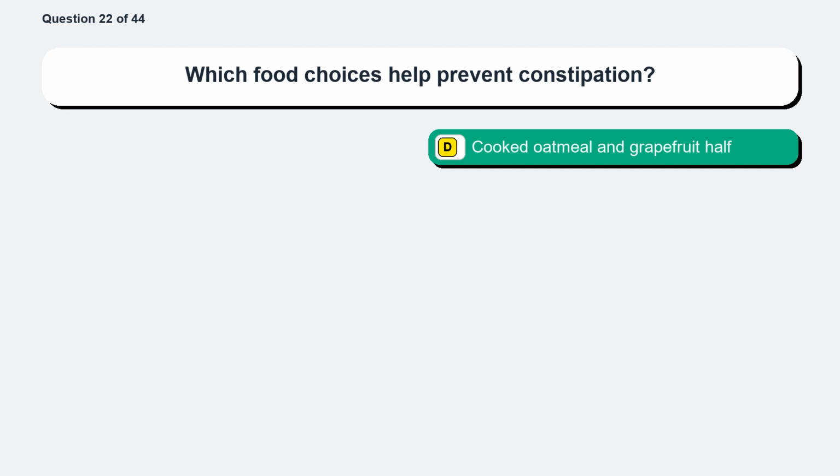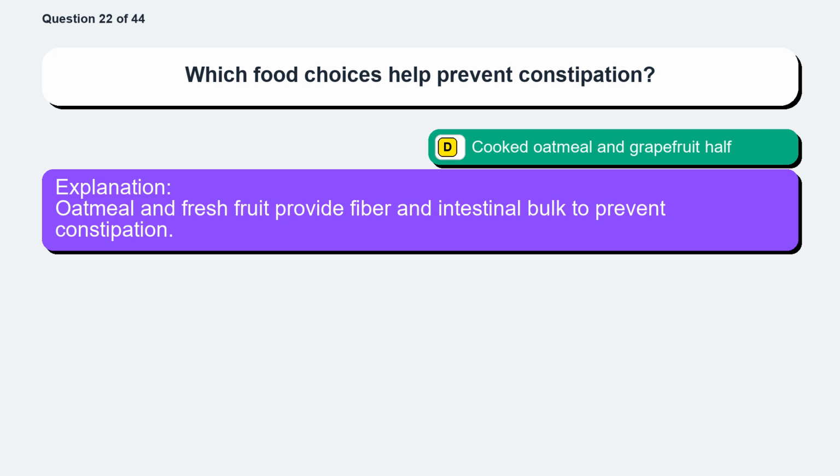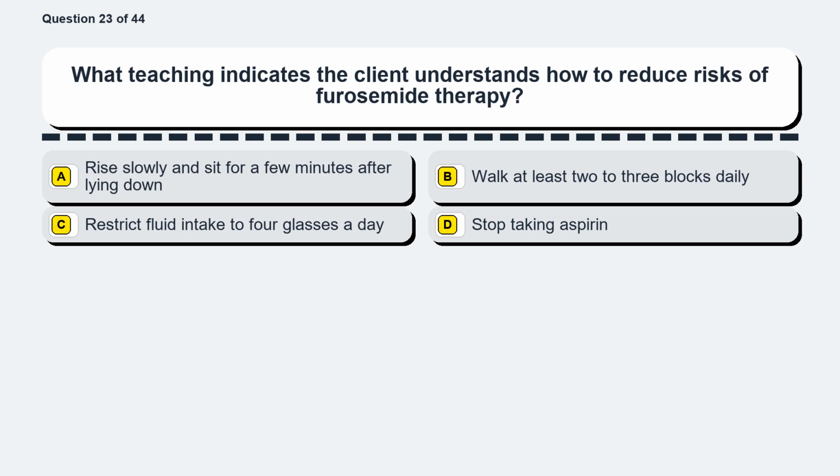The correct answer is option D, cooked oatmeal and grapefruit half. Oatmeal and fresh fruit provide fiber and intestinal bulk to prevent constipation. Question 23. What teaching indicates the client understands how to reduce risks of furosemide therapy?